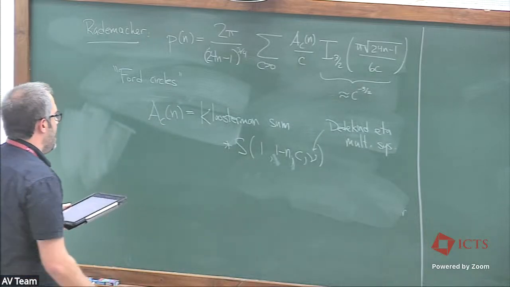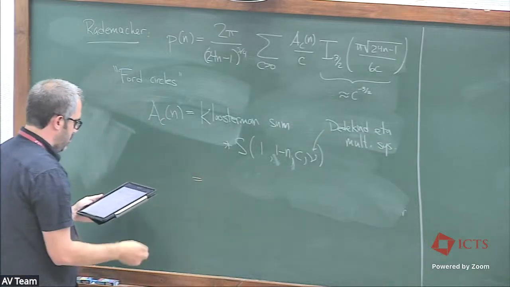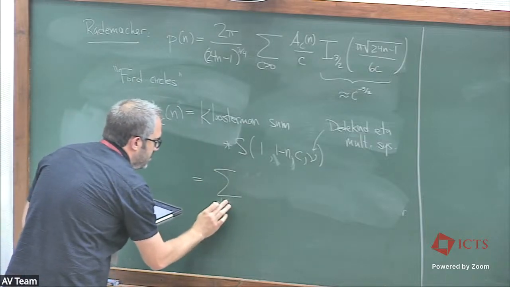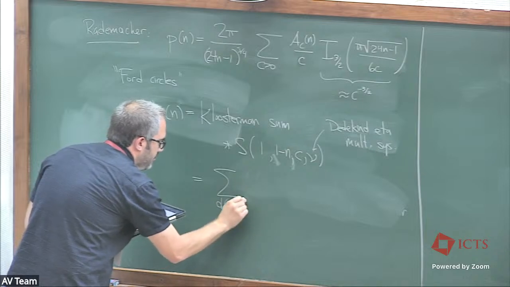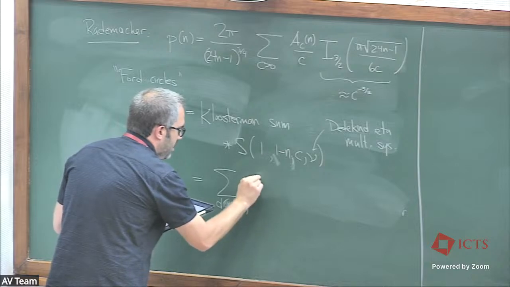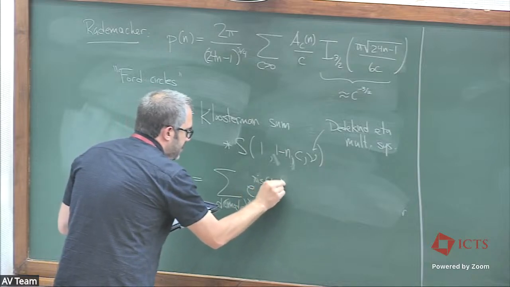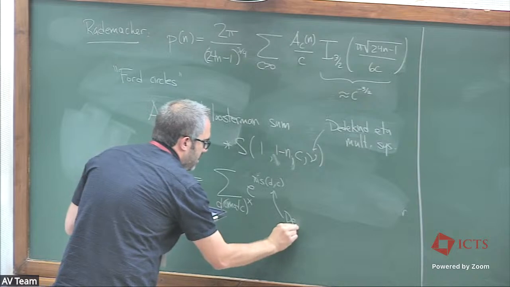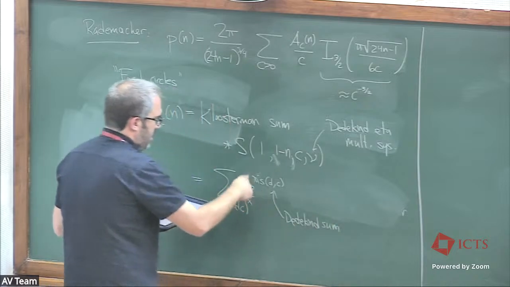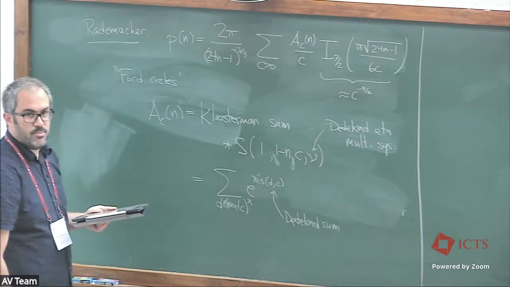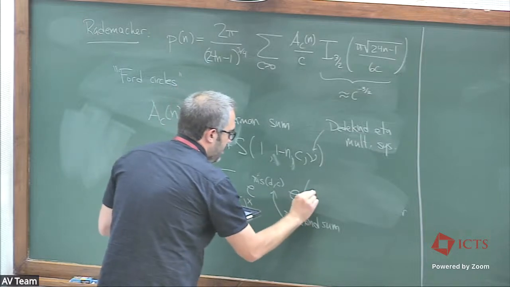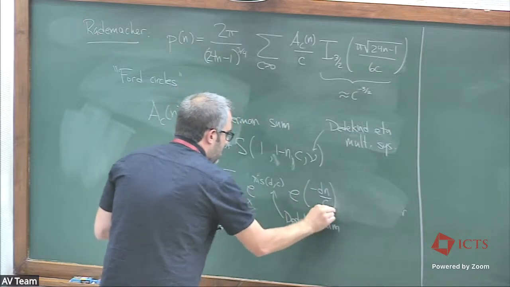And A_c of n, let me actually write down the formula because I want to look at it. So it's the sum over all the d's mod c that are co-prime. That looks familiar. And then there's this piece here, e to the pi i s(d, c). This is what's called a Dedekind sum. And this is essentially the Dedekind eta multiplier system. It's not entirely, but that's essentially what's happening there. And then e of minus dn over c.